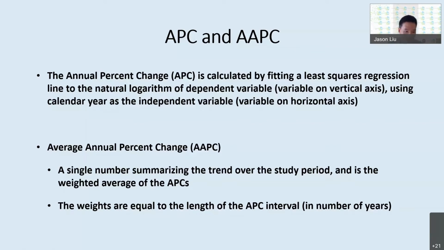And for the AAPC, because if you have 1 joint point, then you'll have 2 APCs, because there will be a shift in the lines. So there has to be a way to average all the APCs. And you'll see much better in the next slide. So AAPC is basically a single number which summarizes the trend over the study period, and it's the weighted average of the APCs. And the weights are equal to the length of the APC interval, and the length is measured in the number of years.